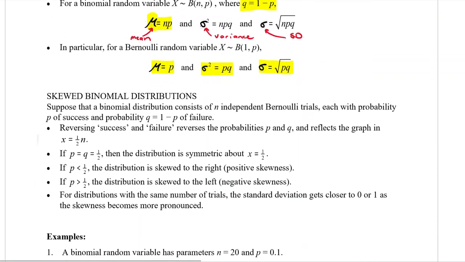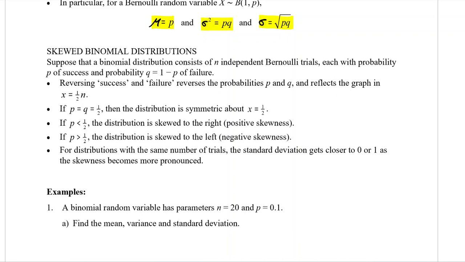Now this doesn't come up terribly often, but let's talk about the skewness of your distributions, because we are going to be graphing these. Suppose that a binomial distribution consists of n independent Bernoulli trials, each with probability p of success and probability q, which is 1 minus p, of failure. Reversing success and failure reverses the probabilities p and q and reflects the graph about the point x equals half n. So n being the number of trials, half of that is the center of your data, and swapping p and q just reflects the graph across that line.